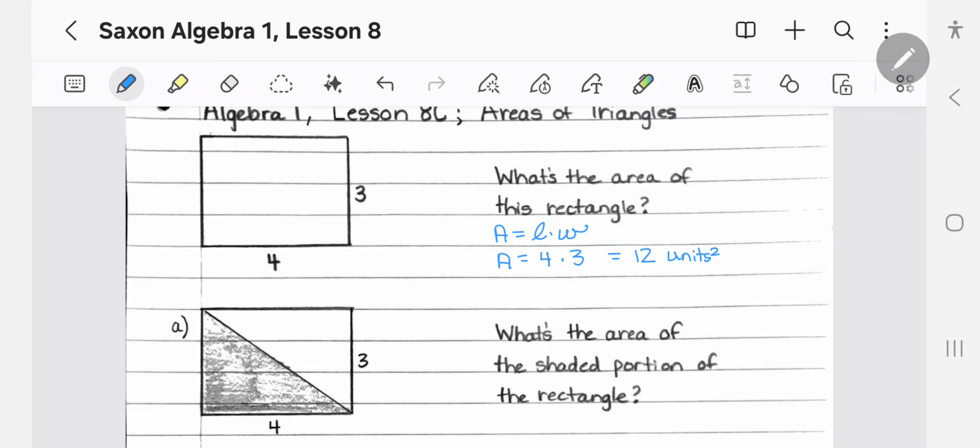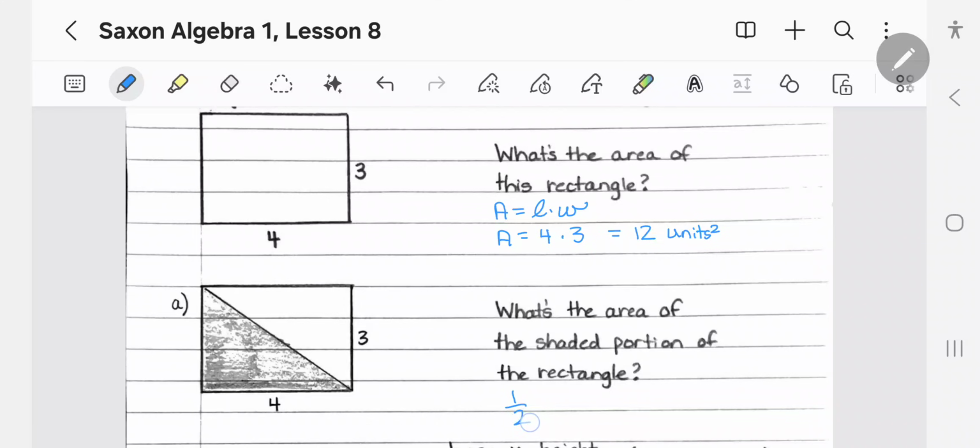Now, how am I going to find just the area of the shaded part? What fraction of the entire rectangle is the shaded part? Do you see it? It looks like it's half, right? It's going to be half of the area of the rectangle. And that's true all the time. If you have a rectangle and you connect the vertices to make a diagonal and you make it into two triangles, you're going to have the area of one of those triangles be half of the area of the rectangle.